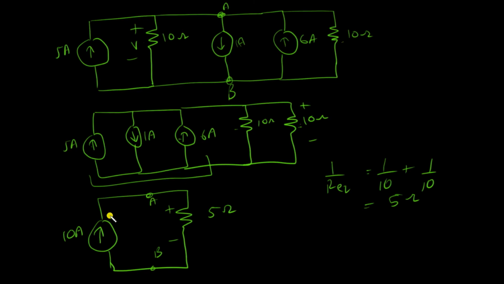Now the circuit looks very simple. There is a 10 amp current flowing into the 5 ohm resistor. So VAB is equal to just 10 times 5, which is 50 volts. So as you can see, whenever you combine resistances and whenever you combine sources in series or parallel, it becomes very easy. So now let's look at another example of a series circuit.